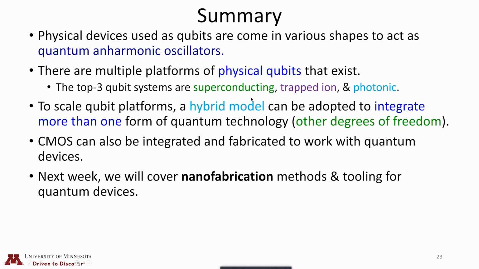And then, of course, we can create hybrid models which use many different shapes of quantum devices, and some of them leverage the interaction or conversion between a spin qubit and a photonic qubit, things like that. And then next week we will move on to the fourth lecture out of 5, where we'll be talking about nanofabrication methods.